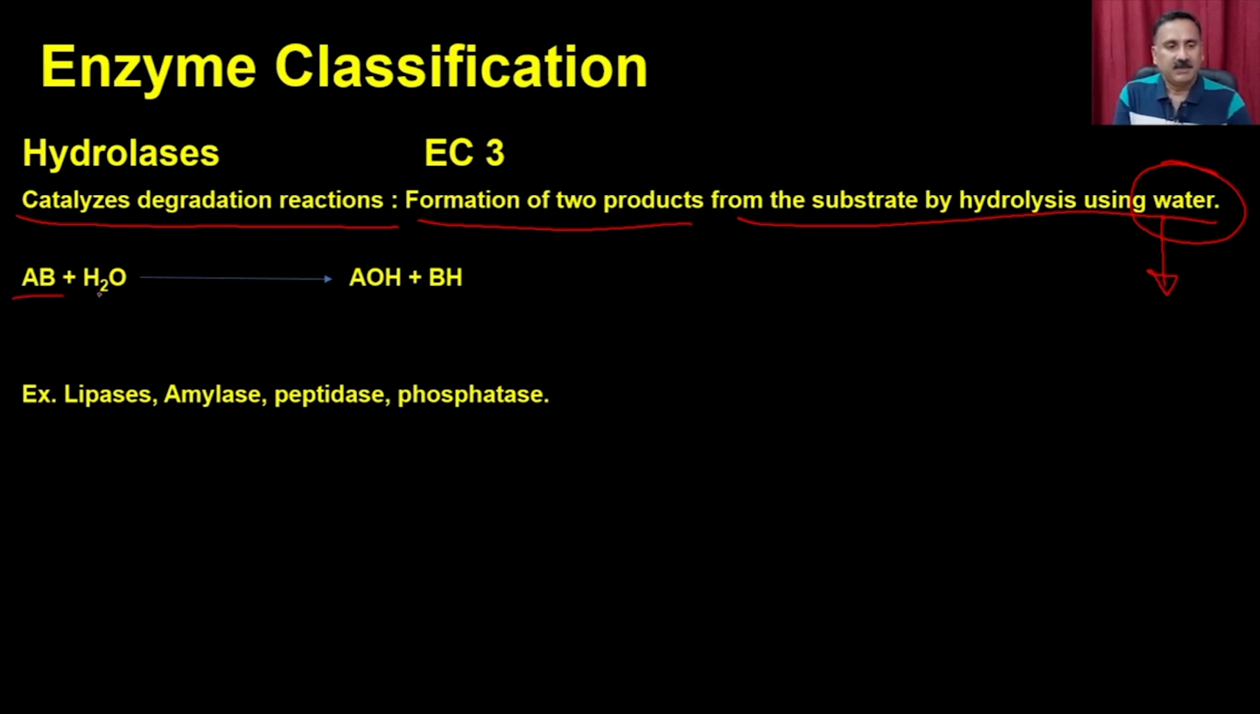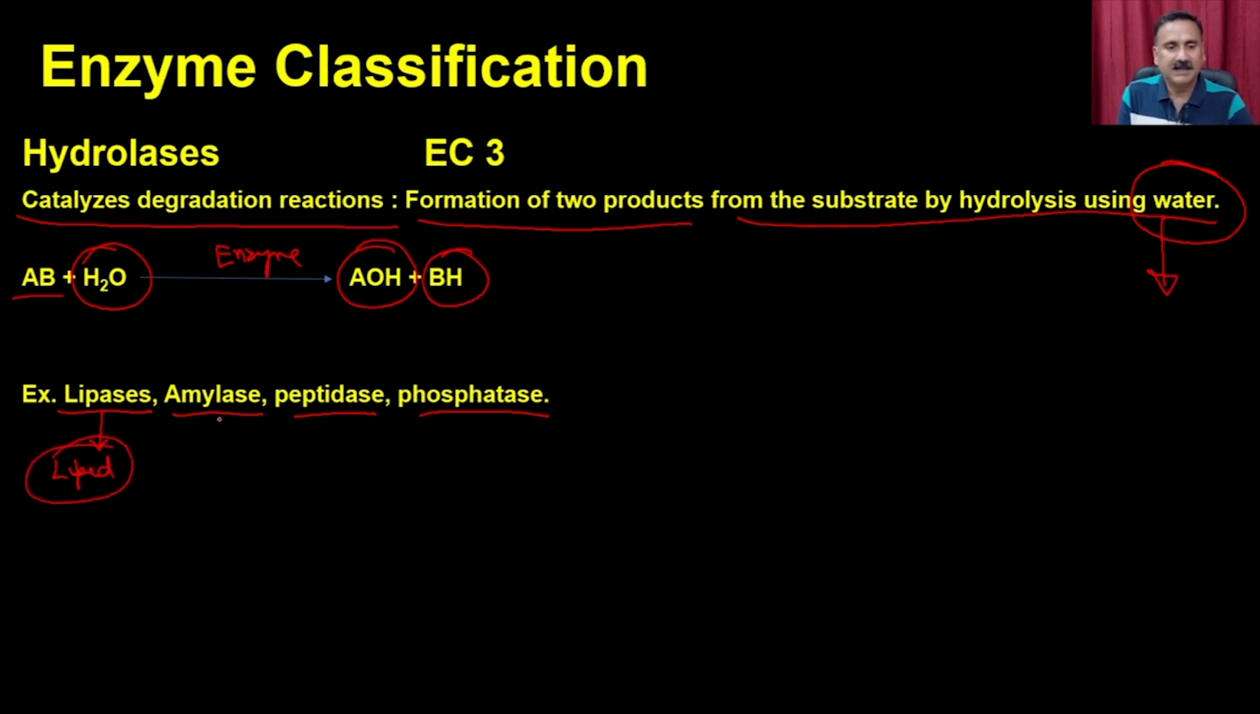So, AB, which is a substrate, when it reacts with water in the presence of the enzyme, is going to form AOH plus BH, and that is how it forms two products and is degraded. Classical examples are lipases, amylases, peptidases and phosphatases. Lipases are the enzymes which work on lipids. Then we have the peptidases, the enzymes which work on peptide bonds, and the phosphatases which work on phosphorylated products.